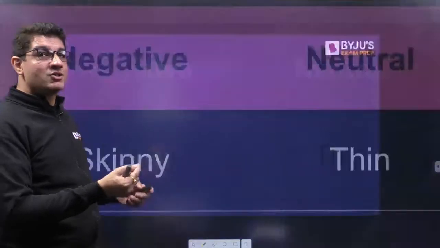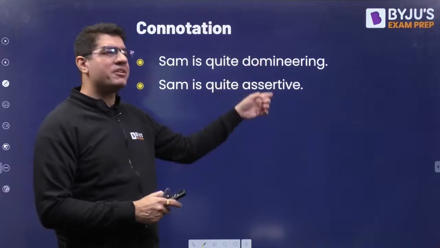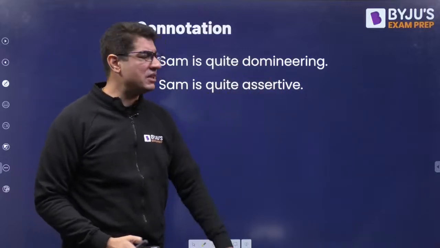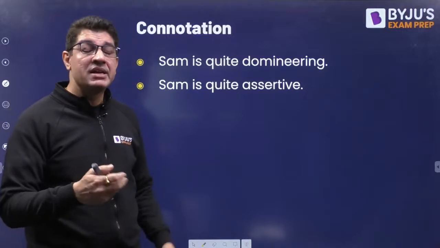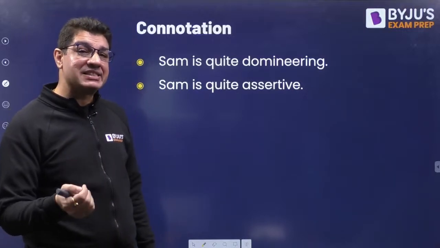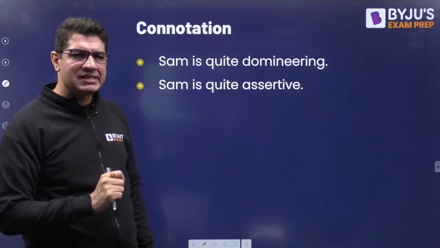connotation. So for instance, have a look at these two sentences. These are in a way same words, right? Same meanings, but in the first sentence we are criticizing Sam. In the second one we are praising Sam. Now we are positive towards Sam.